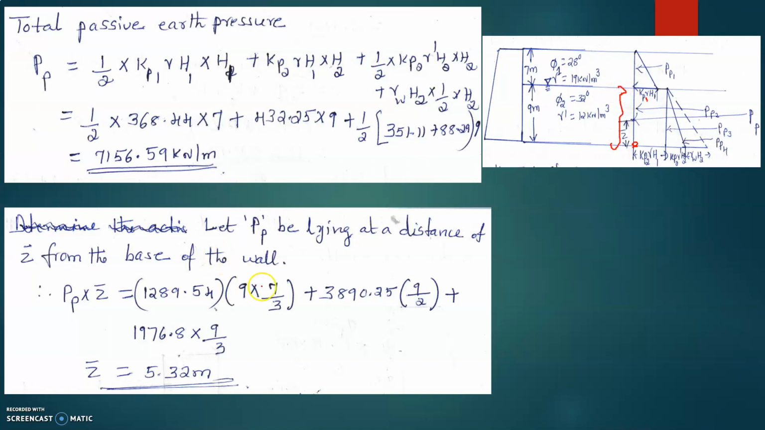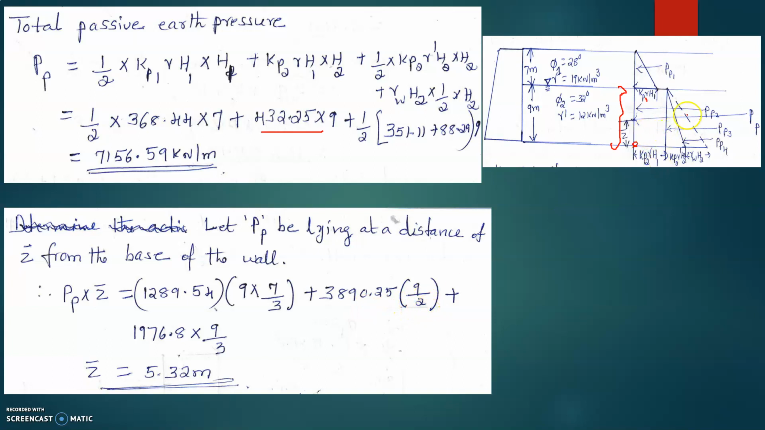So this is 9 into this value. When you multiply this, you will get 1289.54. Okay, that is this value. And next is the rectangle, this portion, into half of the rectangle value. Half of this is 9 divided by 2. So when you multiply this value, you get this into 9 divided by 2.